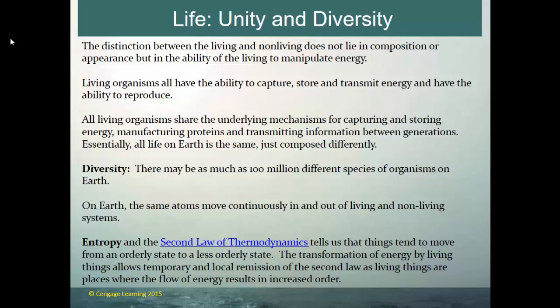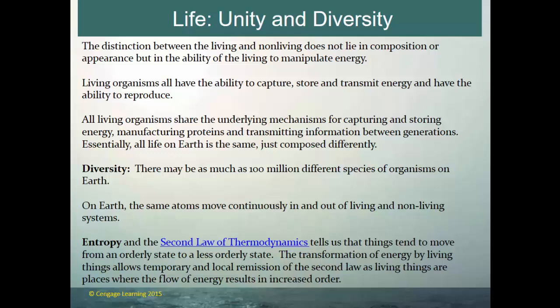So there may be as much as 100 million different species of organisms on Earth. That's our diversity. On Earth, the same atoms, literally the same atoms, move continuously in and out of living and non-living systems. And the concept of entropy and the second law of thermodynamics tells us that things tend to move from an orderly state to a less orderly state. I always like to use the example of the lawnmower. A lawnmower bought brand new at Home Depot is very orderly and shiny, perhaps. That same lawnmower left out in the yard over weeks and months and years will become less and less orderly and eventually end up just as a pile of rust.